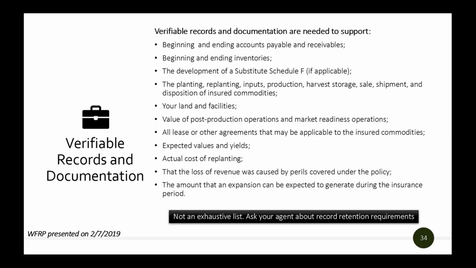This is not an exhaustive list of every situation that will require you to provide verifiable documentation, but it's pretty complete. This list is only intended to alert you to the types of information your agent or company may require. The company may require additional verifiable documentation depending on your farm's unique circumstances. Be sure to ask your agent to explain the record retention requirements of the policy. That's something I didn't go into very much, but all federal crop insurance policies have a record retention requirement, and you must know what that is. So talk to your agent, have them explain it to you.